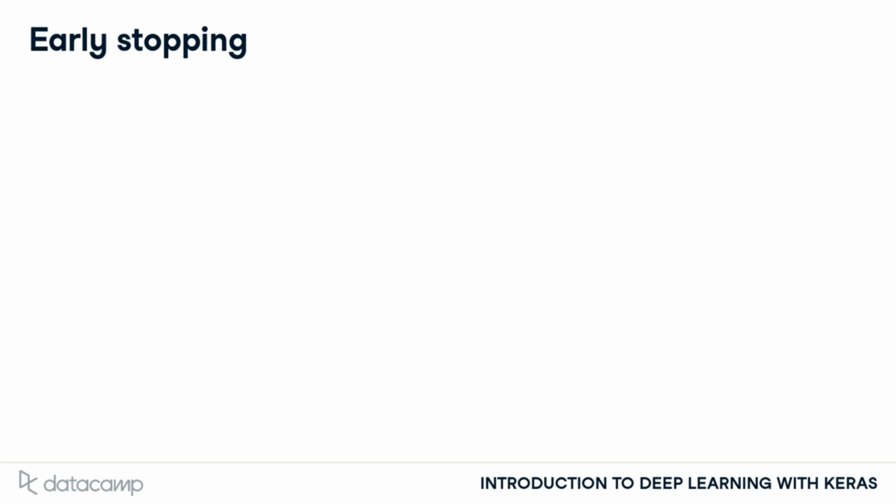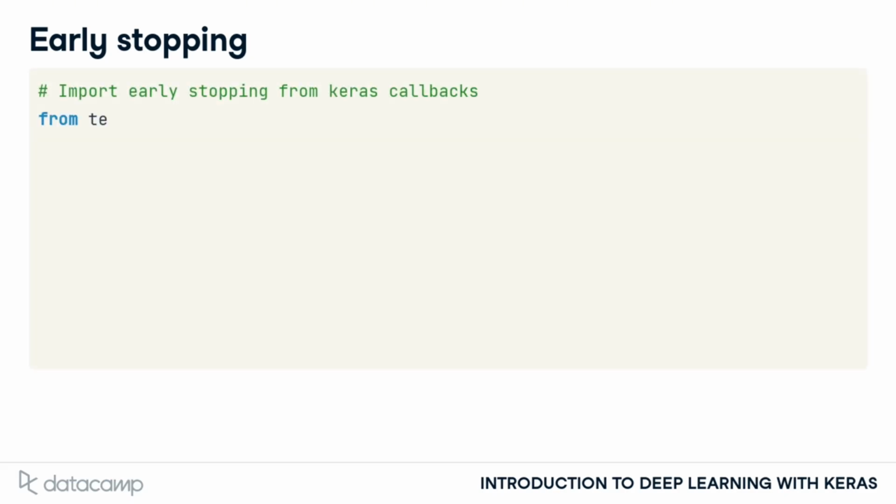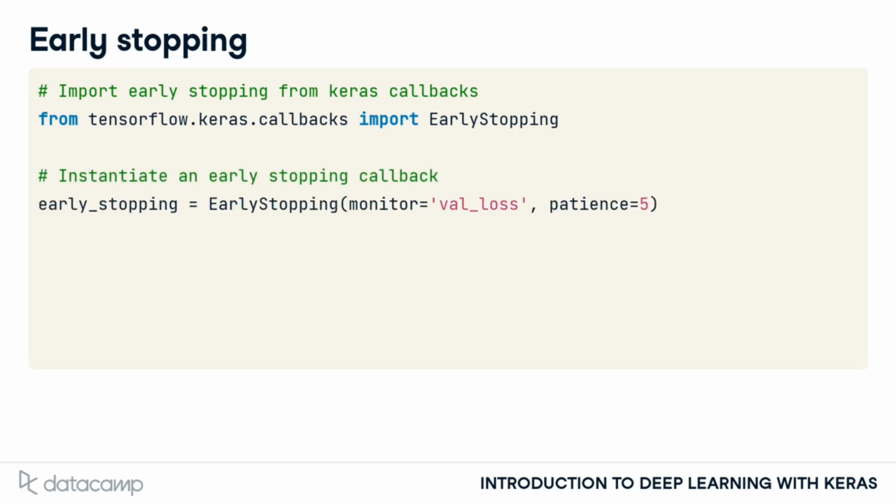Early stopping a model can solve the overfitting problem, since it stops training when it no longer improves. This is extremely useful since deep neural models can take a long time to train, and we don't know beforehand how many epochs will be needed. Early stopping, like the other Keras callbacks, can be imported from TensorFlow Keras callbacks. We don't need to instantiate it.